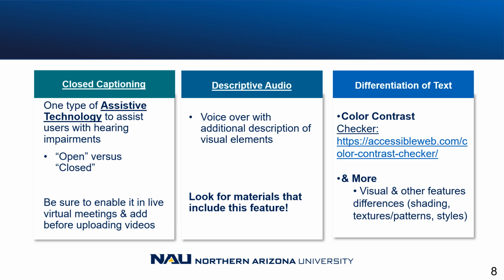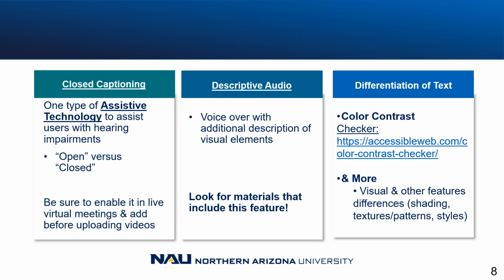Closed captioning. This is one type of assistive technology to assist users with hearing impairments. There are 2 types of captioning, open and closed. Open means it's permanently on the video. Closed typically means it needs to be toggled on. So this is important when you're having like a live virtual meeting or when you're uploading videos for your organization to be including some type of captioning, and if it's closed, to provide instructions on how to turn it on.